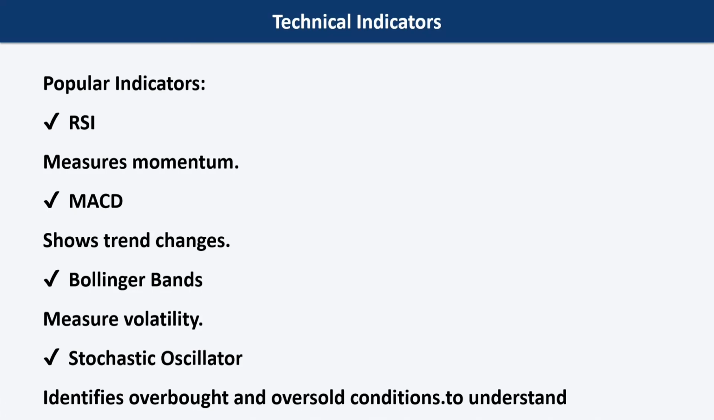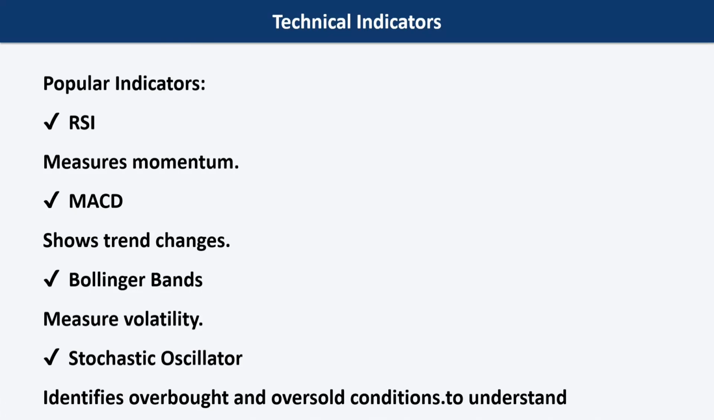Right? Say for example, if a particular bank's RSI reaches 80, it is above 70, right? It means the stock has risen rapidly. So some traders may expect a correction. Now, what you have understood here is that RSI measures momentum.